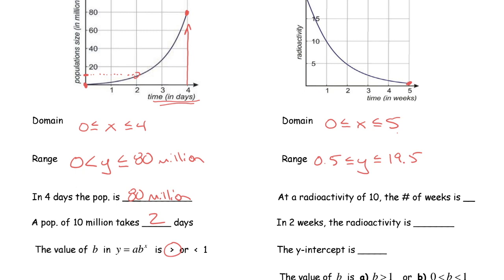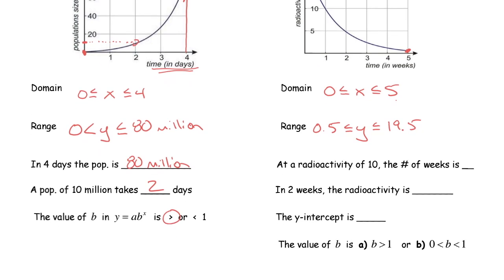Over here, okay, with my graph here, at a radioactivity of 10, the number of weeks is, well, when I go to 10 there, I think it's pretty clear that that's going to be equal to 1 at 1 week, right? That's where the y coordinate is equal to 10. That's at 1 week. At 2 weeks, the radioactivity is roughly 5, a little bit less. Let's maybe say 4.95. It's a little bit less. We've been rounding or approximating before that, so let's stick with that.